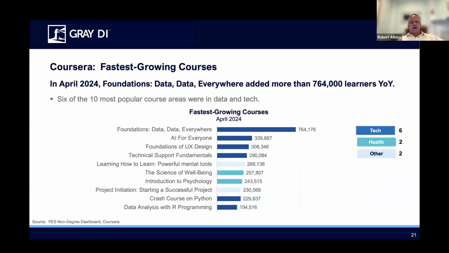Data everywhere, AI for everyone, foundations of UX design, tech support fundamentals. And we see further down more tech, crash course on Python, and data analysis with R programming. Now, in the other category, you have a couple or 3 things. Learning how to learn, almost 270,000 people enrolled. And project initiation, starting a successful project, 230,000 people. And a couple of more health-oriented ones, the science of well-being I mentioned, with over 250,000 people, and introduction to psychology with about 243,000 people.